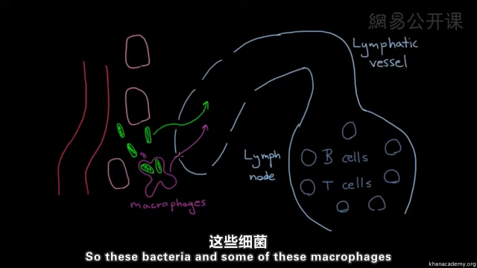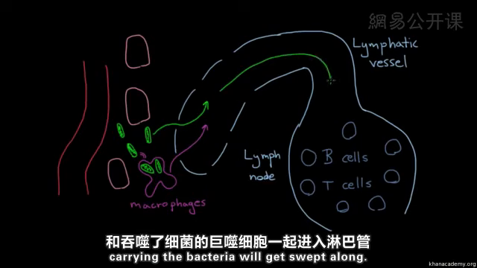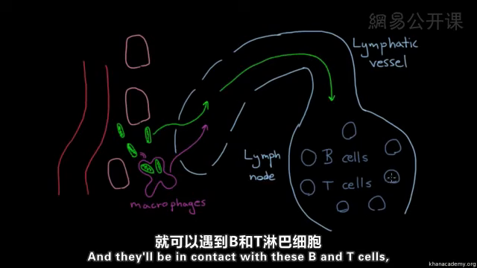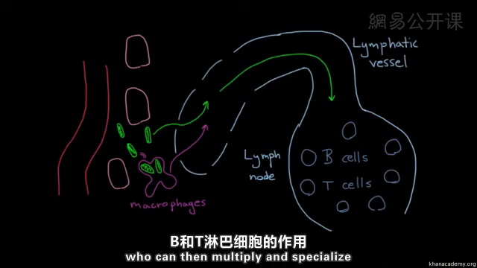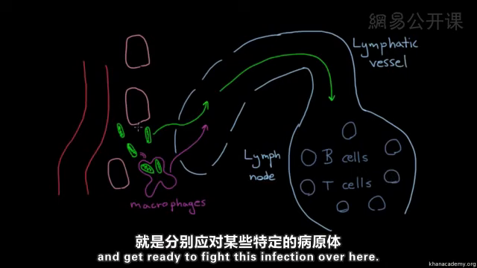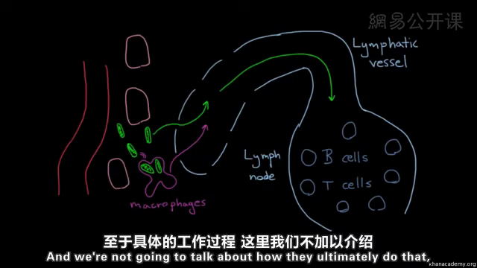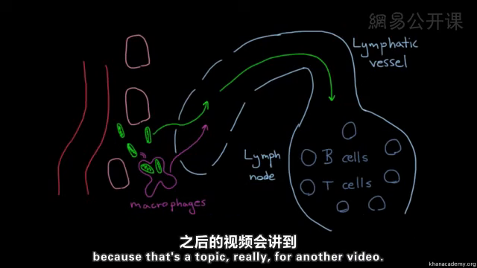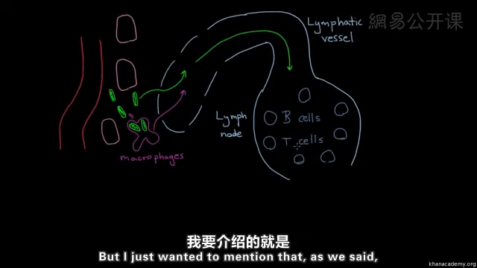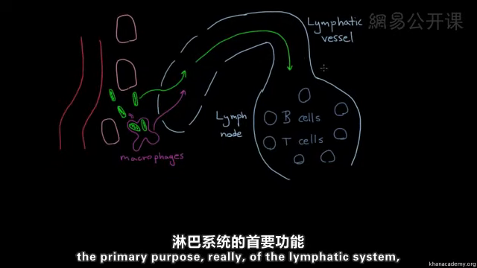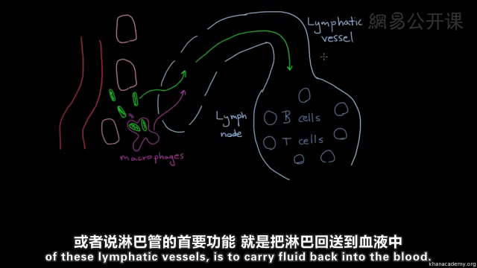So these bacteria and some of these macrophages carrying the bacteria will get swept along, and they'll be in contact with these B and T cells, who can then multiply and specialize and get ready to fight this infection over here. And we're not going to talk about how they ultimately do that, because that's the topic really for another video. But I just wanted to mention that, as we said, the primary purpose really of the lymphatic system, of these lymphatic vessels, is to carry fluid back into the blood.